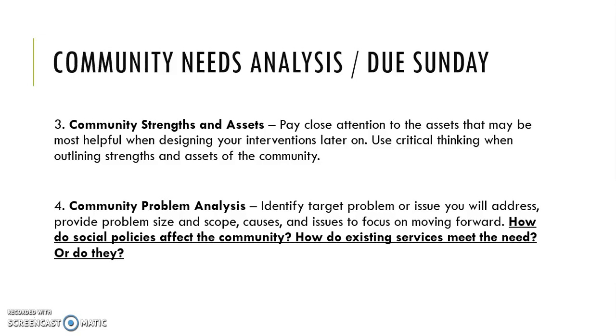Here I'd really like you to include information about any relevant social policies. That could be legislation, funding priorities, or political debates, but really try to think big picture about what social policies are affecting this community and impacting that need. Also think about whether any existing services meet the need or do not. Identify if there are already programs in place on a larger scale, on a community level, to address the need that you've identified and whether they're working or whether they're not working.